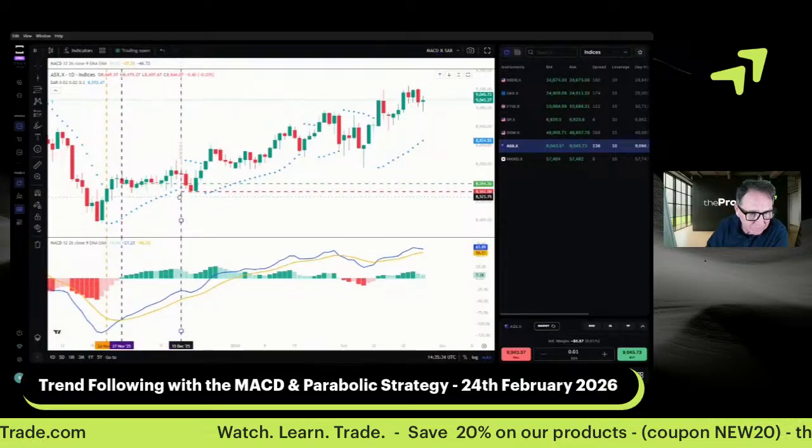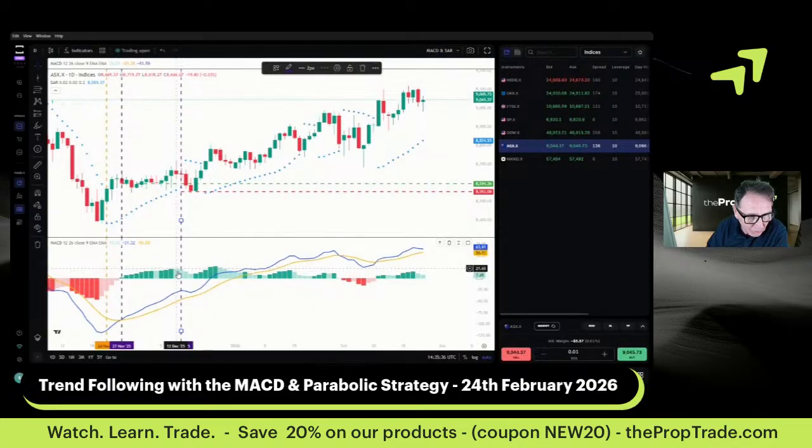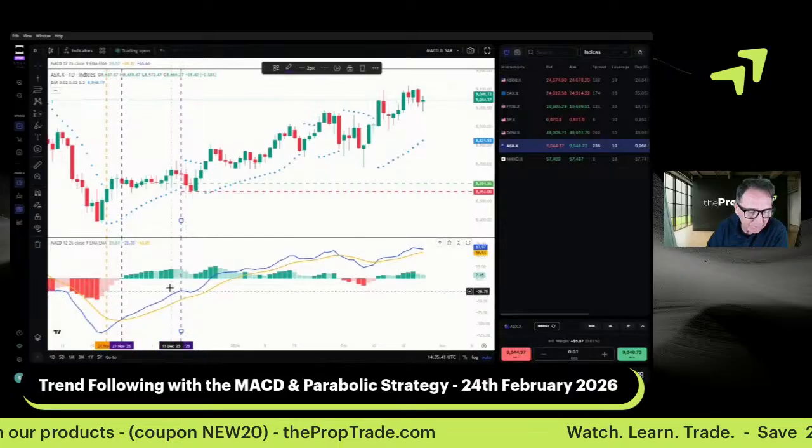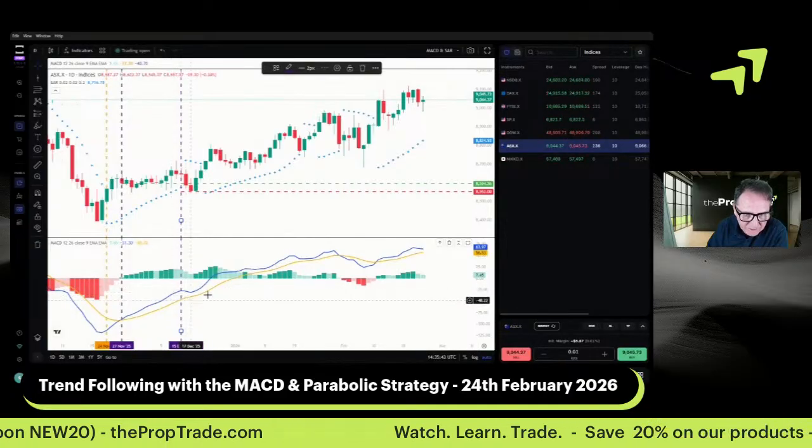The histogram is smaller than the previous day, but not much. Nothing to get too worried about. The MACD and signal line are still positive, still moving up.